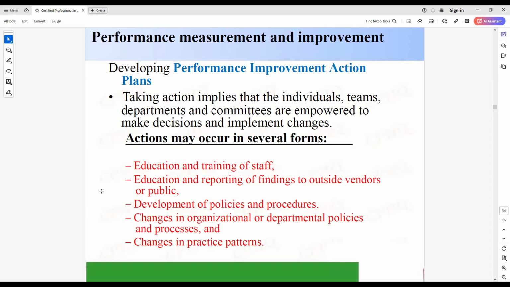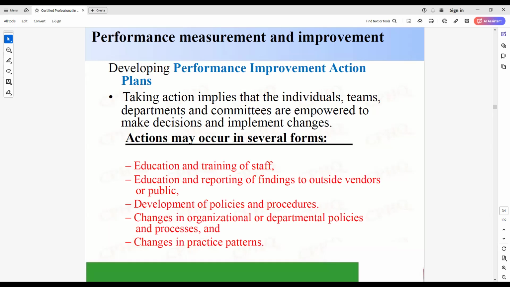And then it's talking about developing performance improvement action plans. Now you use whichever tool, be it PDCA, Six Sigma, Lean, whatever it is. Now you are measuring your performance and you want to improve it. So here they're giving you some action plans that you can use for improvement.